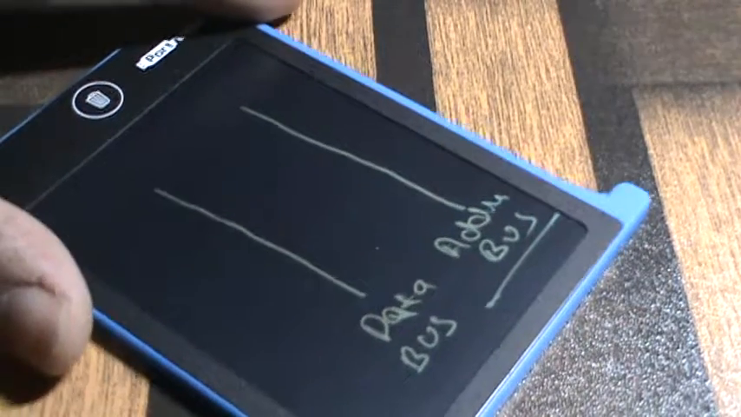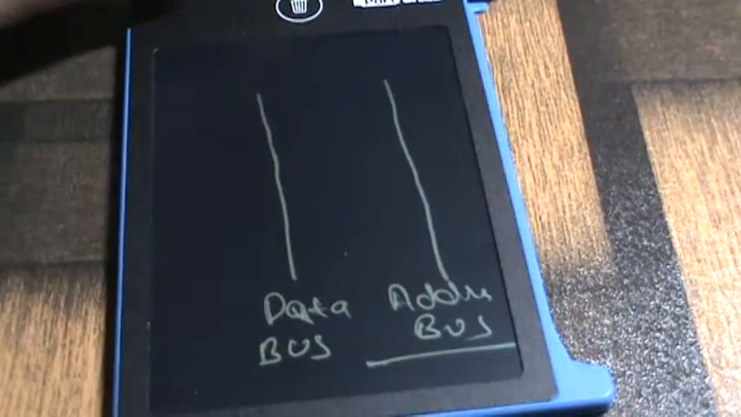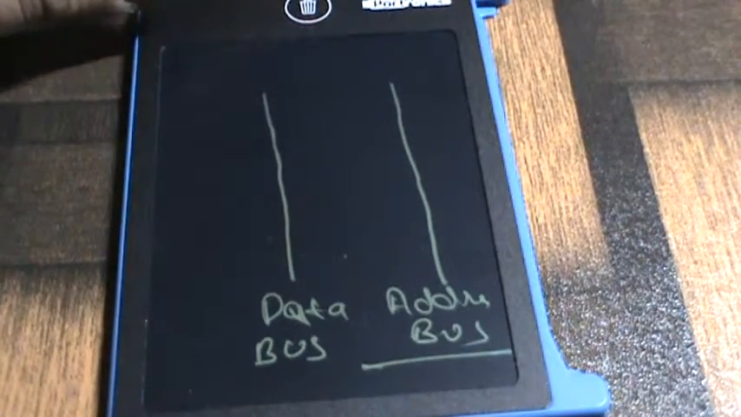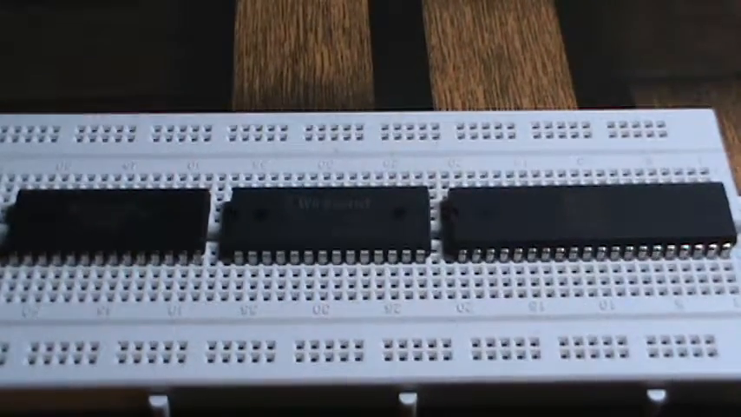Okay, I'm sorry about that. So I think that's pretty much it for this video. We are going to continue in our next video where I'm going to start wiring our 6502 computer. So pretty much that's it. Thank you very much.